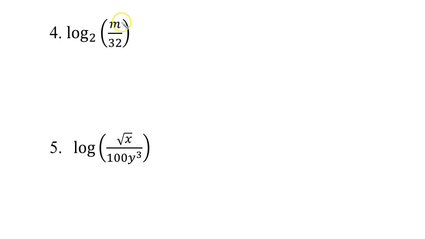Number 4, we're again using logarithm of a quotient. This is the log base 2. So we will be splitting this into log base 2 of m, which is the numerator, minus log base 2 of 32, which is the denominator. There is nothing I can do to simplify log base 2 of m. However, I can simplify log base 2 of 32 without a calculator because this is asking the question 2 to what power is 32, and that answer is 5, and that's my final answer.